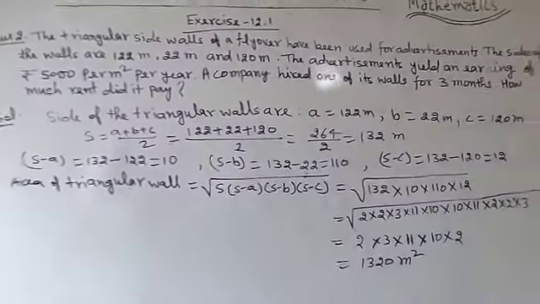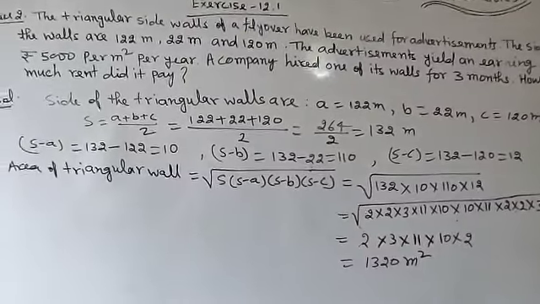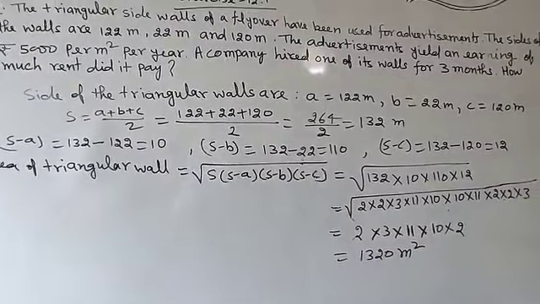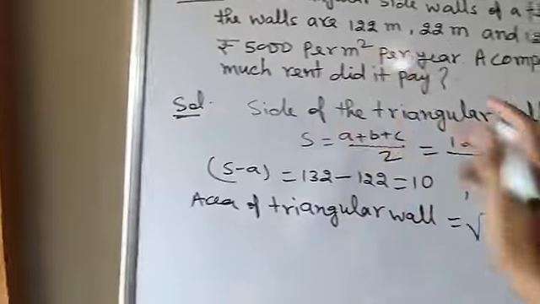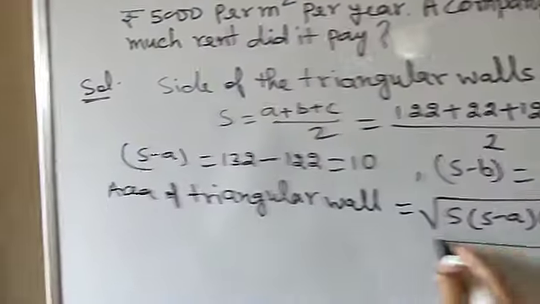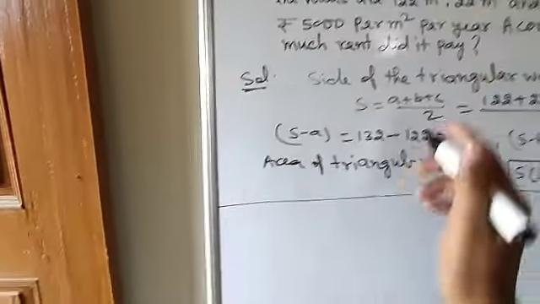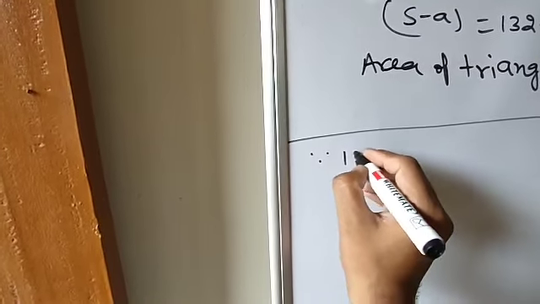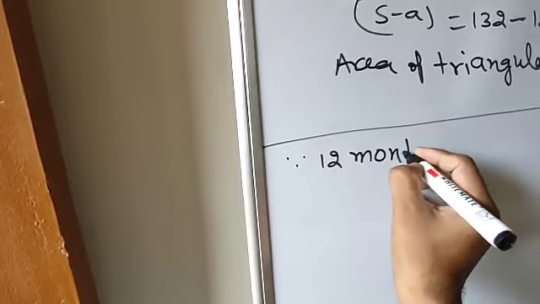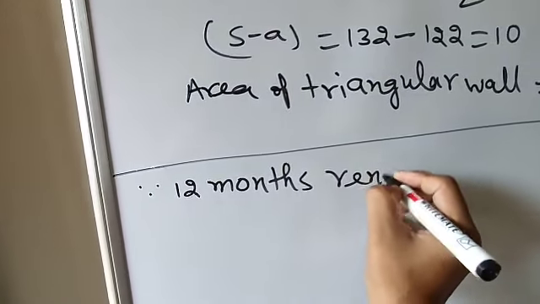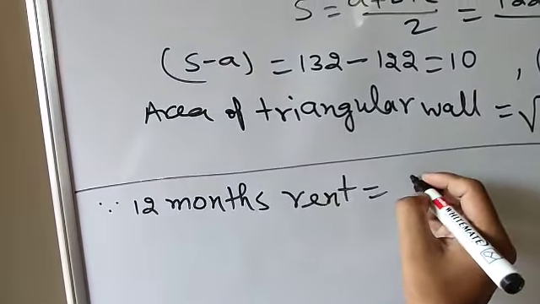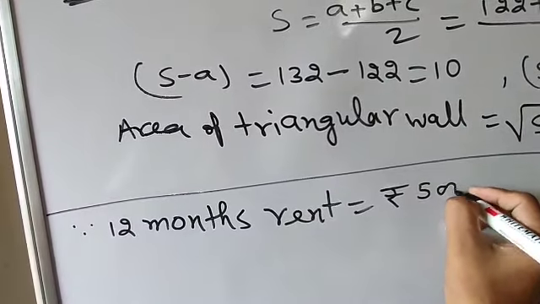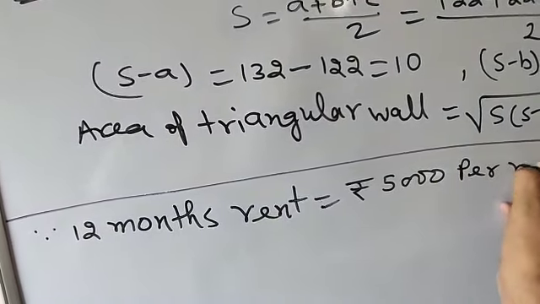Now the company is going to hire that wall for 3 months, and whatever per meter square cost is given, it is given for 1 year. So here you can write, in 1 year you have 12 months. So 12 months rent is equal to rupees 5000 per meter square.